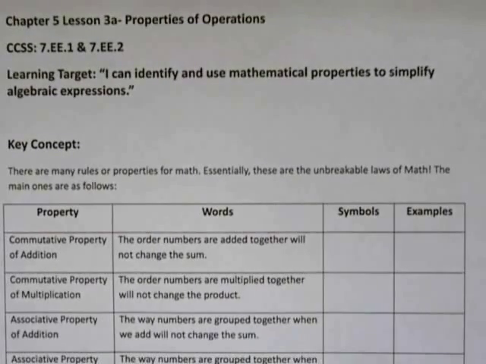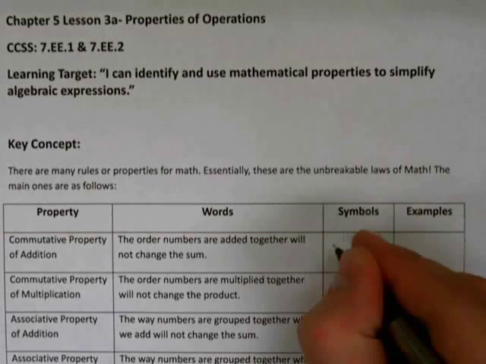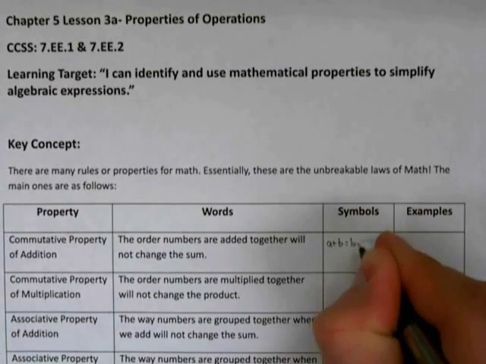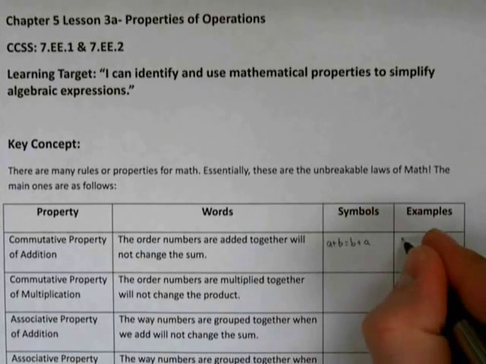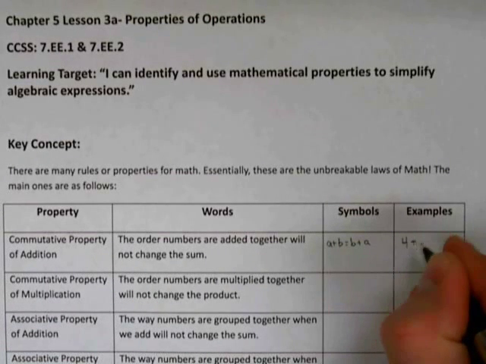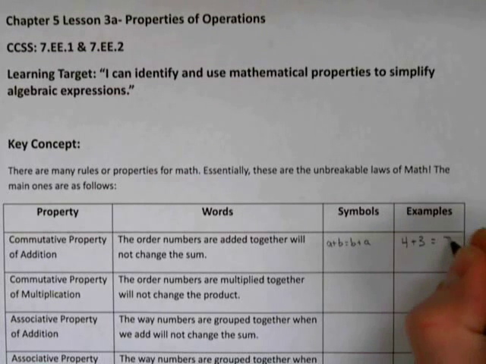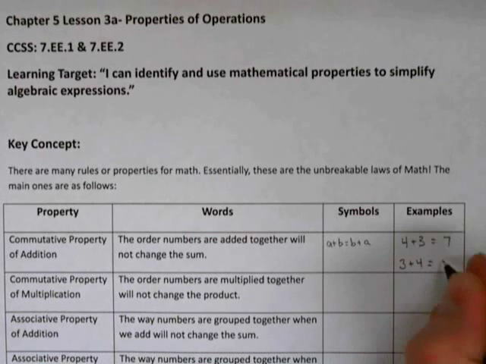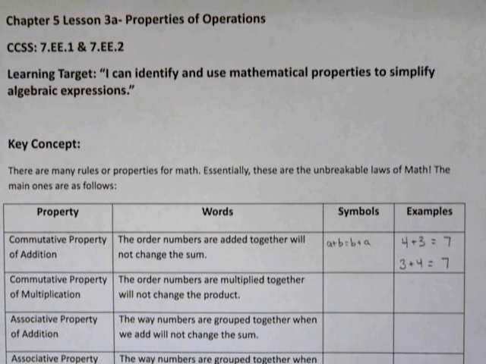So the first one we're going to do is the commutative property of addition. Essentially, the commutative property of addition means that the order that the numbers are added together will not change the sum. In symbols, a plus b is going to equal b plus a. If we try this out, let's say a is 4 and b is 3. 4 plus 3 is 7. And if we switch that around, 3 plus 4, we get 7 again. So the order of what we add isn't going to change anything.